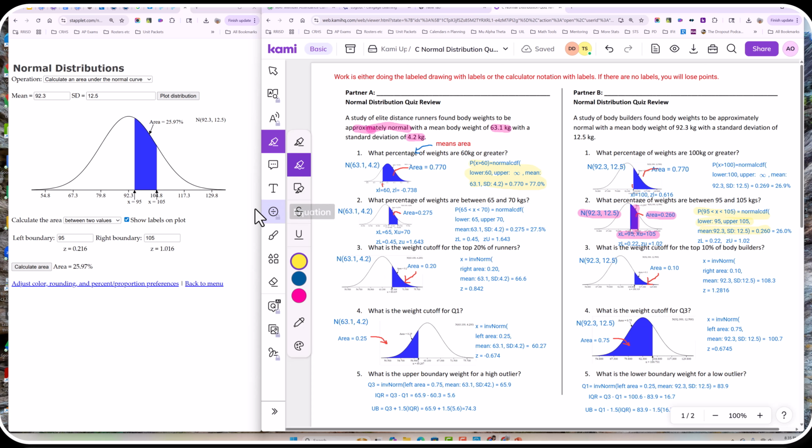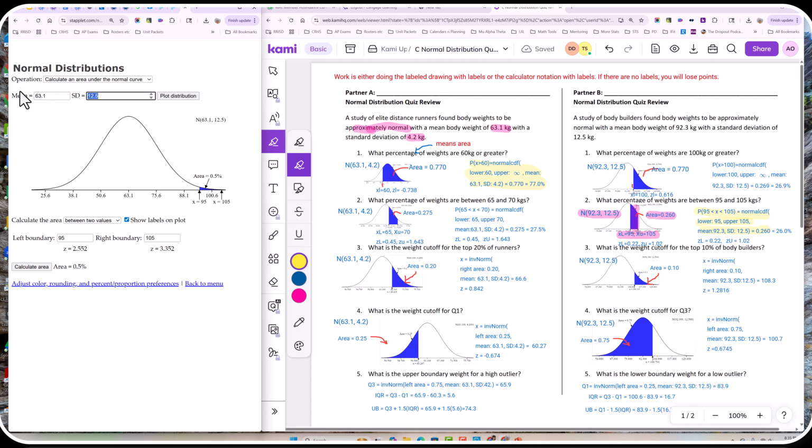Okay, so now I'll come back to partner A. And we have a different mean and standard deviation for that at 63.1 and 4.2. And we want to know between 65 and 70. Calculate area. And boom, 27.53, basically matching the answer I have over in the key.